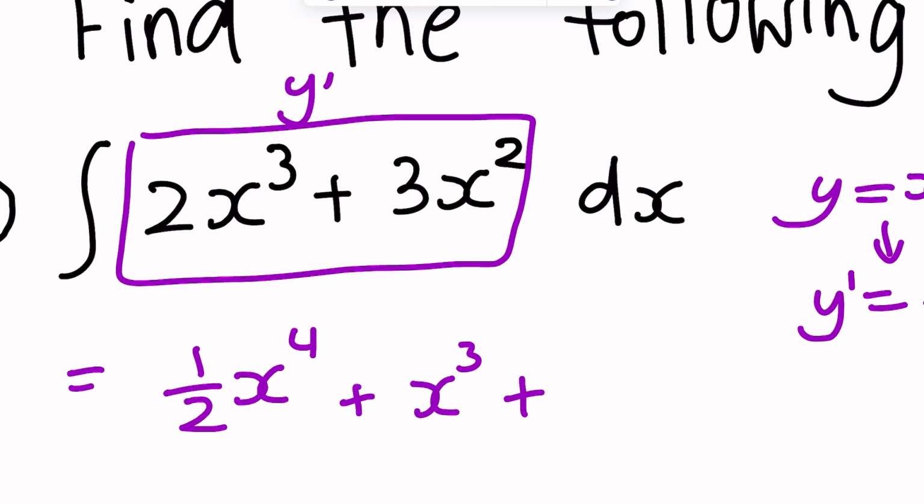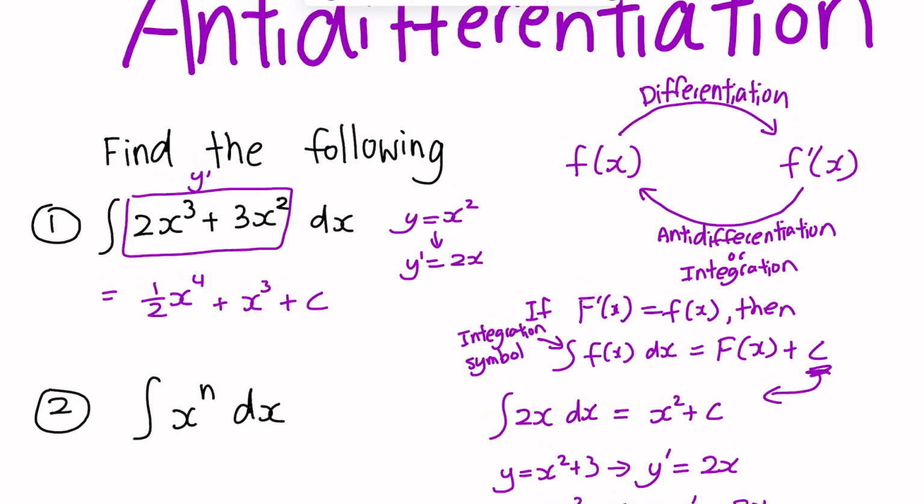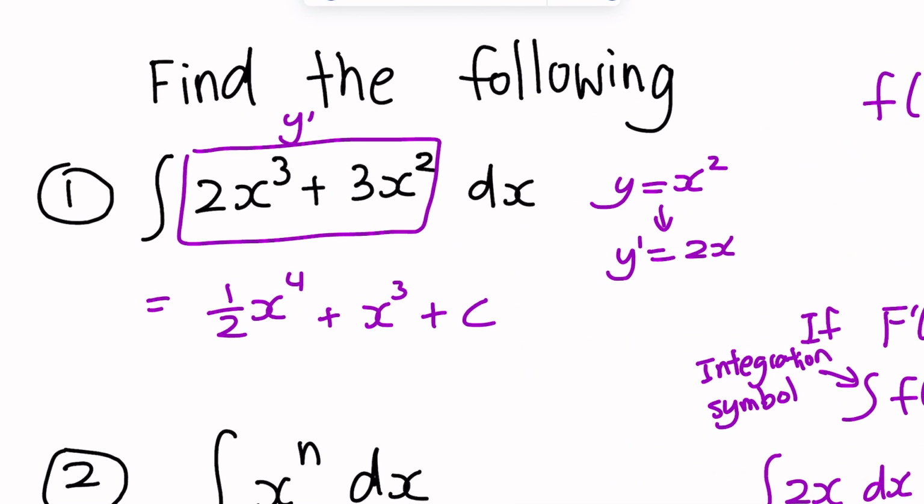And again, we must always add plus c, just like what we said here, because if we differentiate this plus 5, that is gone. So we're going to add plus c because we don't know what that constant is.